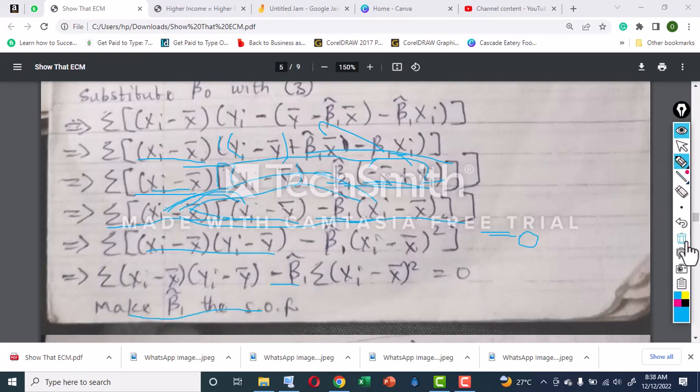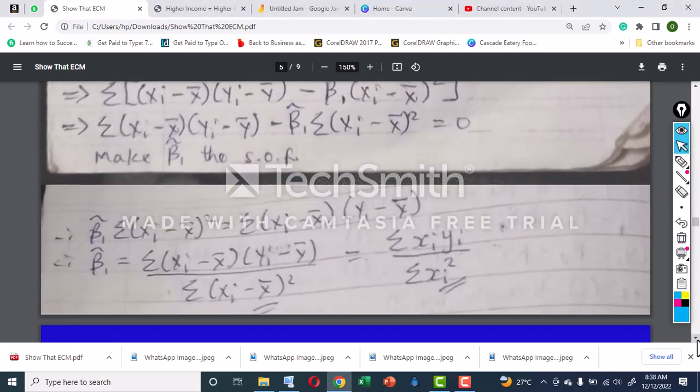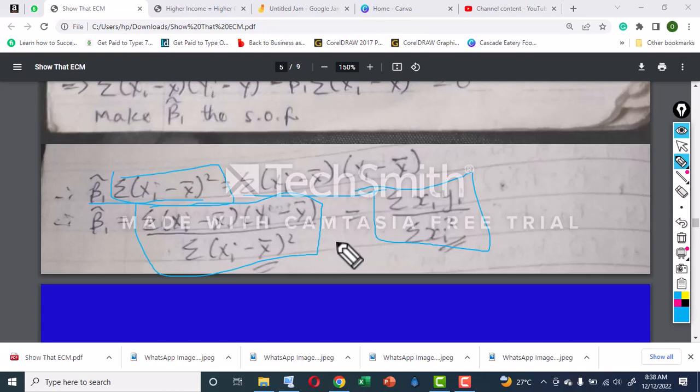By the time you are making beta 1 the subject of the formula, let me scroll down. We are going to have beta 1 times this is equal to this. Then divide both sides by this here. Then we have beta 1 is equal to this, which we have just proved, which is equal to this. So that is how we prove either this one or this one, because the two of them are the same thing. Once you prove one, the other has been proved.